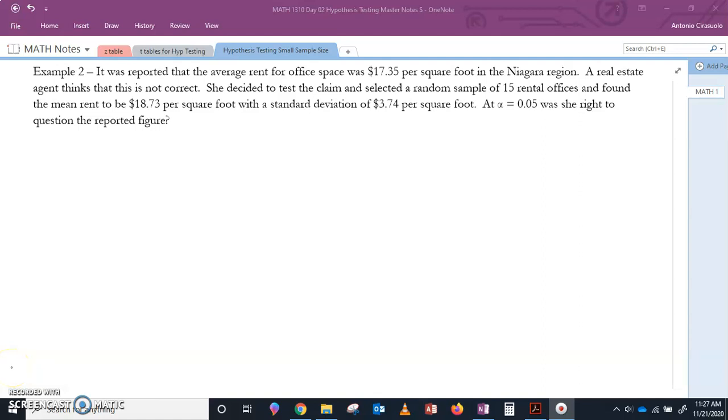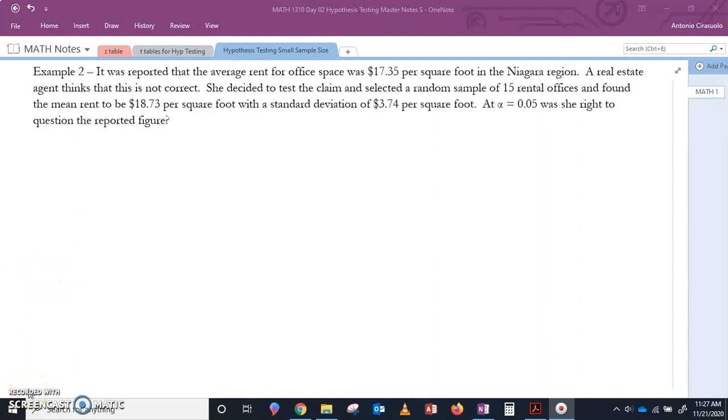In this example, it says it was reported that the average rent for office space was $17.35 per square foot in the Niagara region. A real estate agent thinks that this is not correct. She decided to test the claim and selected a random sample of 15 rental offices and found the mean rent to be $18.73 per square foot, with a standard deviation of $3.74 per square foot. At alpha equal 0.05, was she right to question the reported figure?